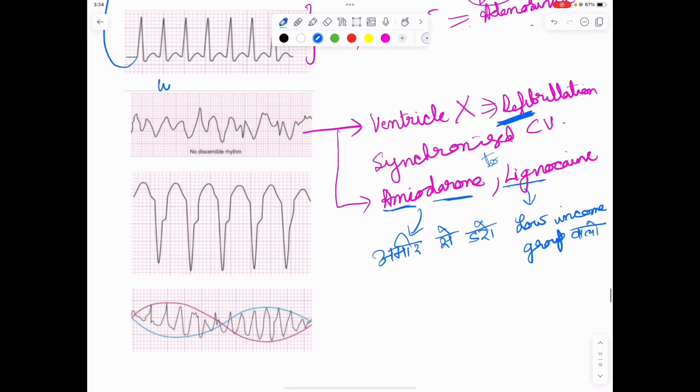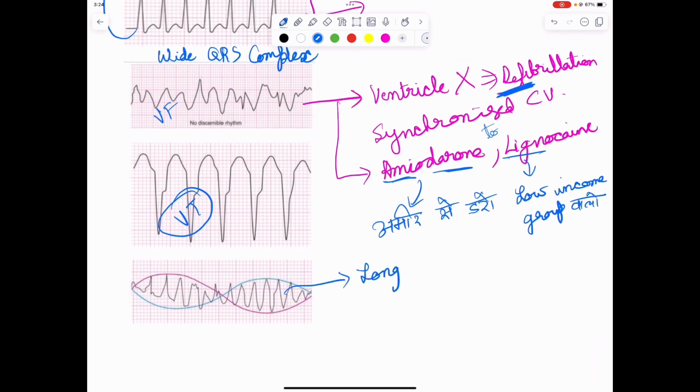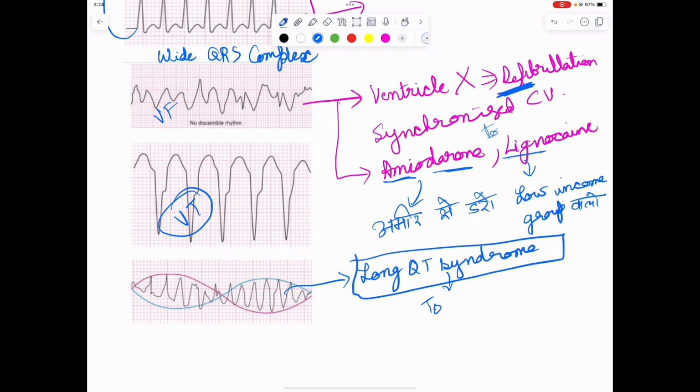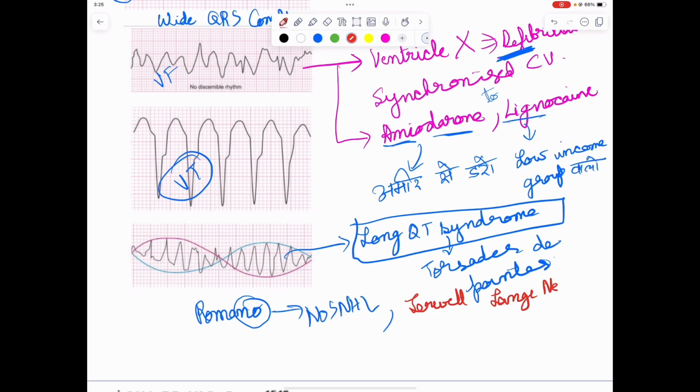But now this is wide QRS complex disease. So it is ventricular fibrillation. This is again ventricular tachycardia. So this is ventricular tachycardia, and this is long QT syndrome. Now what is long QT syndrome? As we had discussed earlier, long QT syndrome is referred to as torsades de pointes. Now remember, Romano-Ward syndrome will have no sensorineural hearing loss. In Jervell and Lange-Nielsen, you have sensorineural hearing loss. And what is the drug of choice for torsades de pointes? Remember, it is magnesium sulfate.